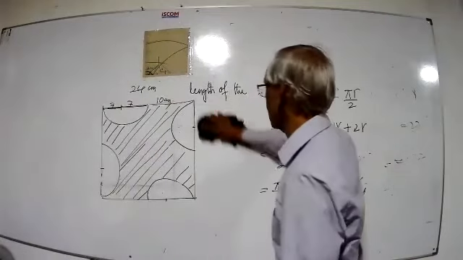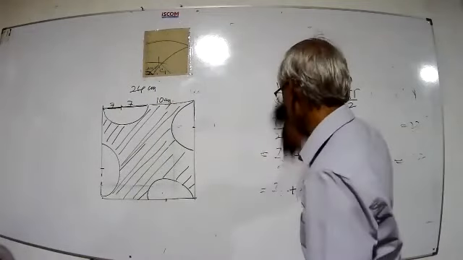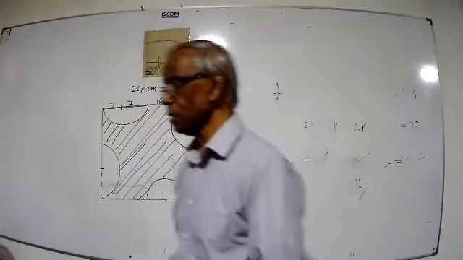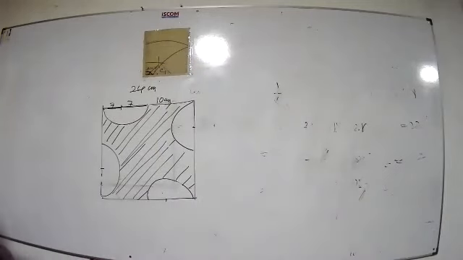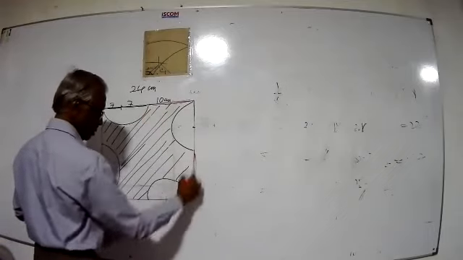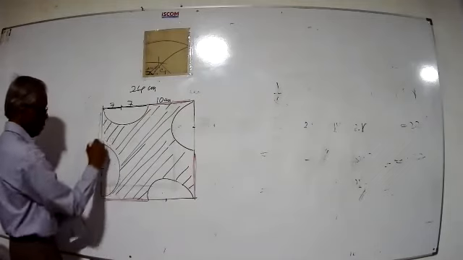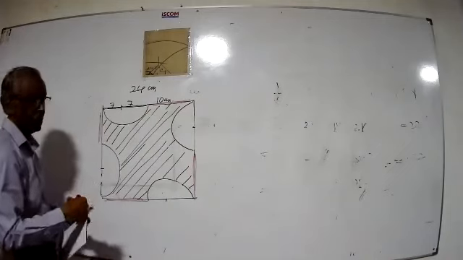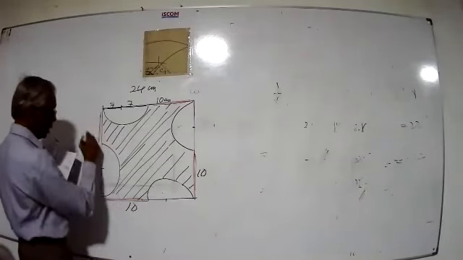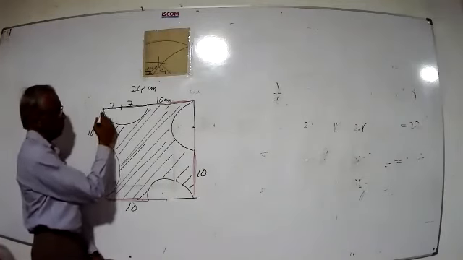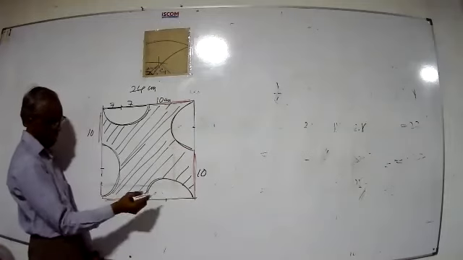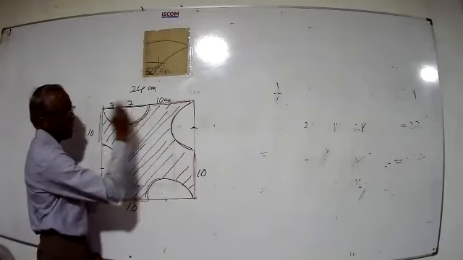Plan it first. There are four straight line segments. Understood? There are four straight line segments, these four: 1 2 3 4. Now, 4 arcs: 1 2 3 4. The radii of these 4 arcs are equal.